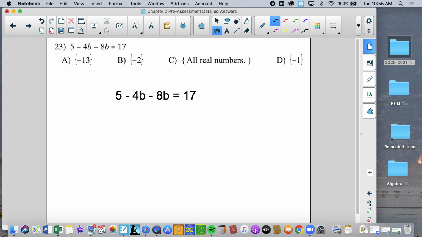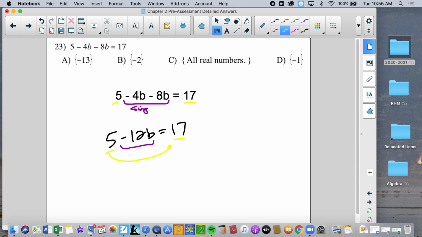So now we have variables on the same side of the equal sign. However, this time we have constants on opposite sides. So again, the first thing I'm always going to do is simplify things on the same side. So negative 4b and negative 8b makes negative 12b. Now my variables are together on the left side, but I have constants on both sides. Since my variables are on the left side, my constants will need to go to the other side.